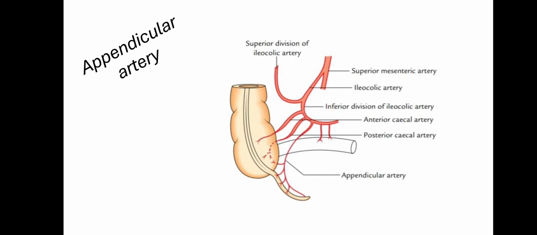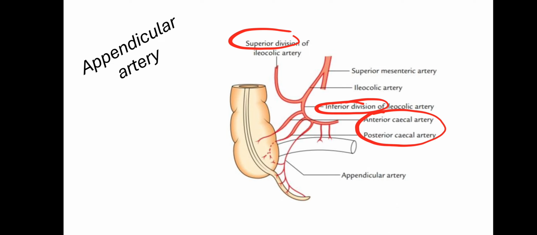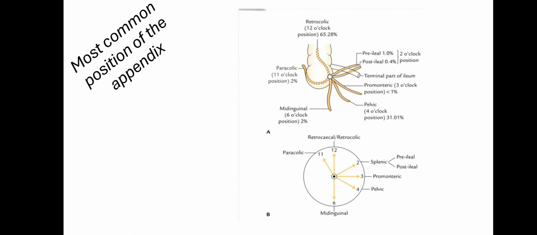The ileocolic artery divides into a superior division and an inferior division. This inferior division gives anterior and posterior cecal arteries for the cecum. But that's not important. It gives off another branch, an end artery called the appendicular artery, supplying your appendix. So the appendicular artery is a branch from the inferior division of the ileocolic artery. Now that we have seen the blood supply of the appendix, the appendicular artery being an end artery, we'll see a little bit about the appendix.